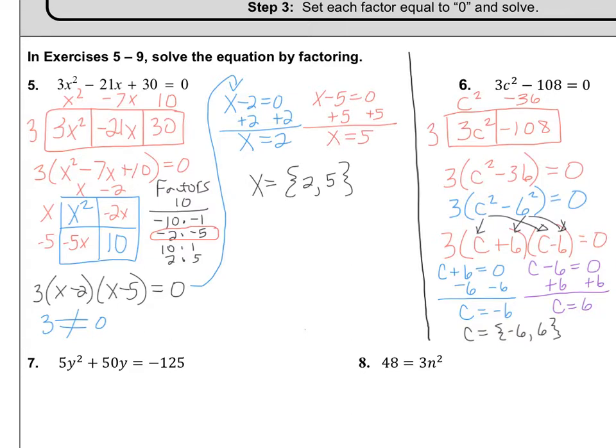Okay, on number 7, 8, and 9, notice on 7 and 8, they're not equal to 0. So before you can do anything, the very first thing you've got to do is get it equal to 0. So you'll have to zero out the -125 and zero out the 4 to 8. Then take it through the process of factoring it and solving it. Pause your video and then check back for 7, 8, and 9.